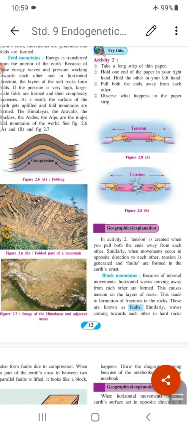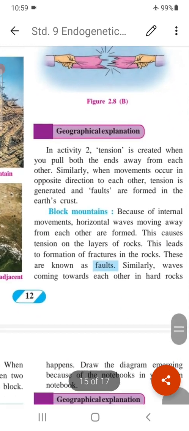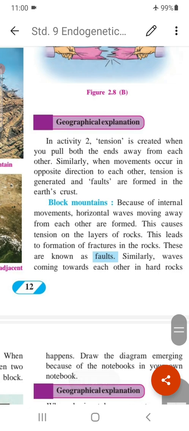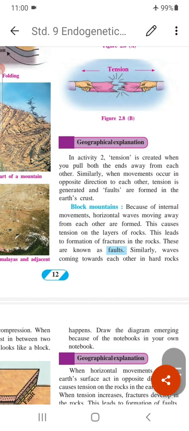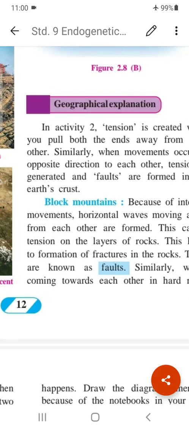Breakages are formed. The rocks or the mountains, whichever are there, are broken due to these internal movements which create tension, in opposite directions. They are away from each other. When the movements go away from each other, tension is created. It stretches the surface and fractures are formed. Breakages are formed. Now what is the concept of block mountains?